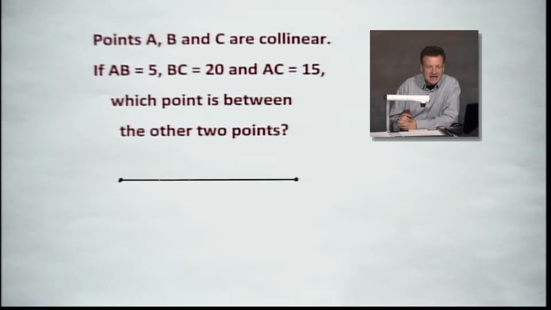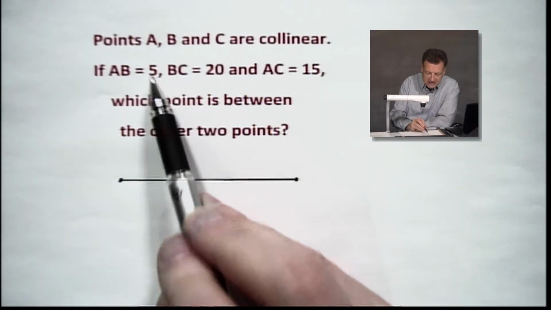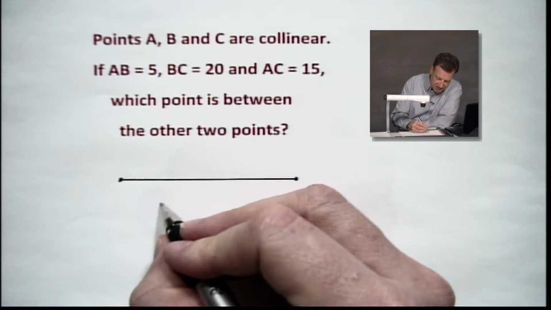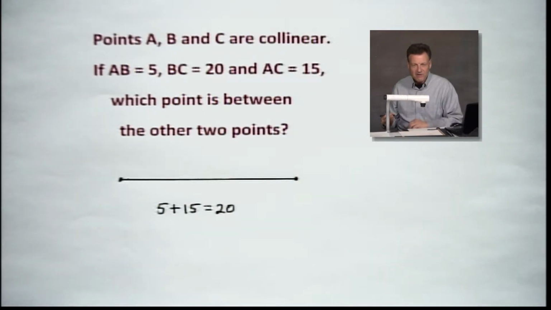We've got AB, that length is 5. And I want you to notice AC, the length is 15. There is a relationship between the 5, the 15, and the 20. If you were to add 5 and 15, you will come up with 20. That's the whole idea of betweenness, as we call it. Sometimes it's called the segment addition postulate. That's what we're going to invoke here. So we know for a fact that if we take 5 plus 15, we get 20. You say, well, duh, that was easy.